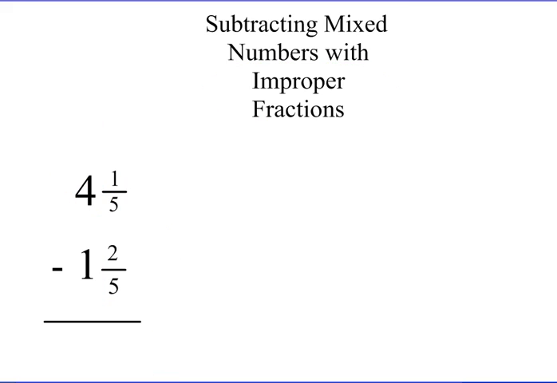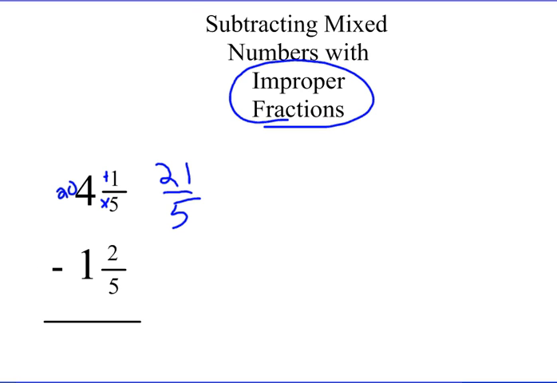The next method I'm going to show you is subtracting mixed numbers by using improper fractions. So I'm going to change both of my mixed numbers into improper fractions. I do denominator times whole number: 5 times 4 is 20, plus 1 is 21/5. I have 4 sets of fifths. For the other, I have 1 set of fifths, so 5 times 1 is 5, 5 plus 2 is 7/5.